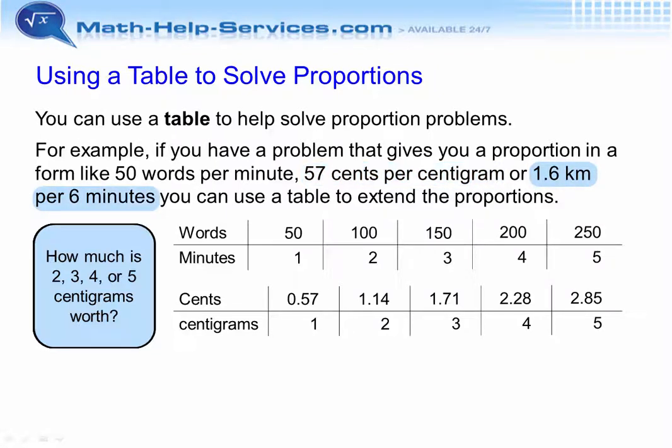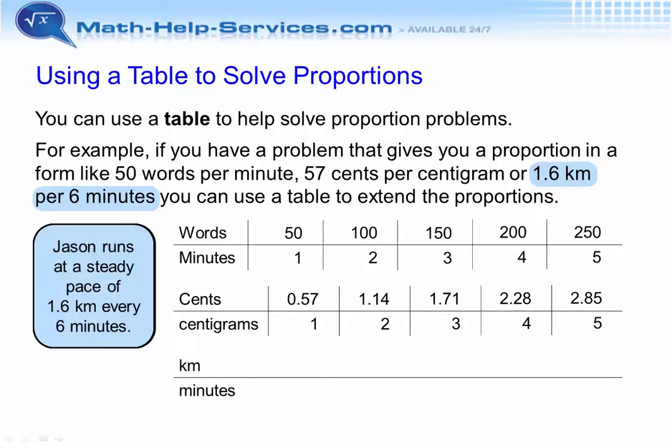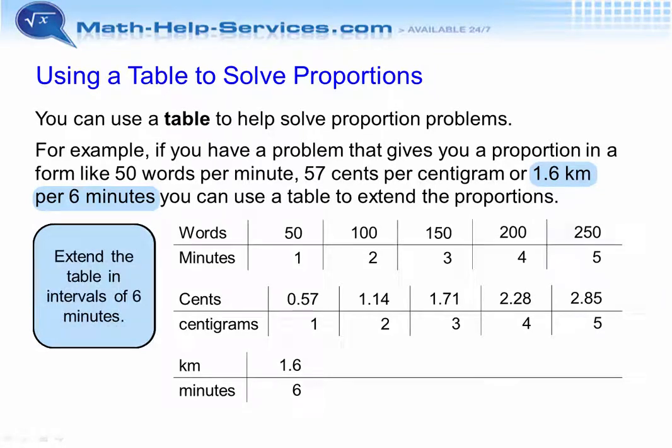Now let's look at 1 6/10 kilometers per 6 minutes. Jason runs at a steady pace of 1 6/10 kilometers every 6 minutes. So in 6 minutes, he runs 1 6/10 kilometers. Extend the table in intervals of 6 minutes. So in 12 minutes, he's run 3 2/10 kilometers. In 18 minutes, he's run 4 8/10 kilometers. In 24 minutes, he's run 6 4/10 kilometers. And in 30 minutes, he's run 8 kilometers.